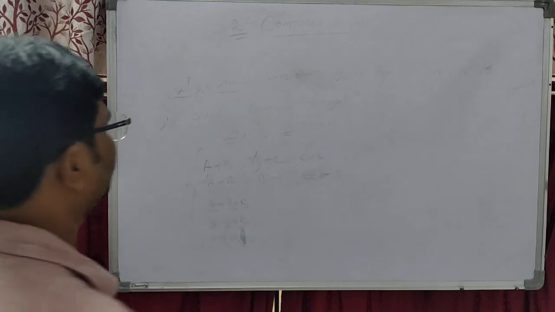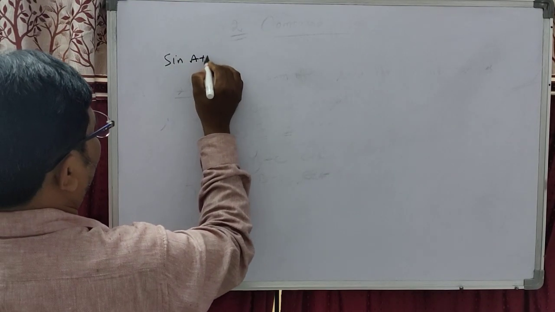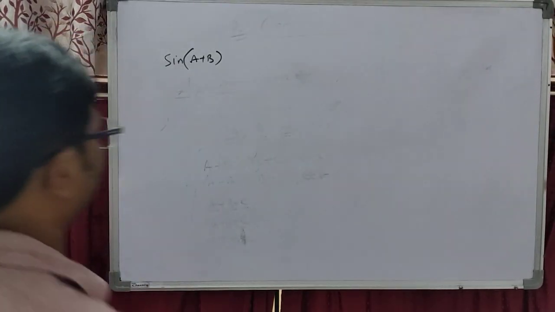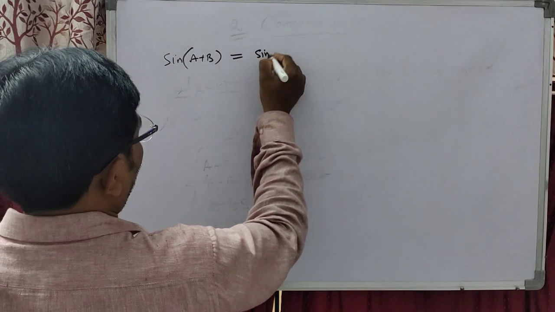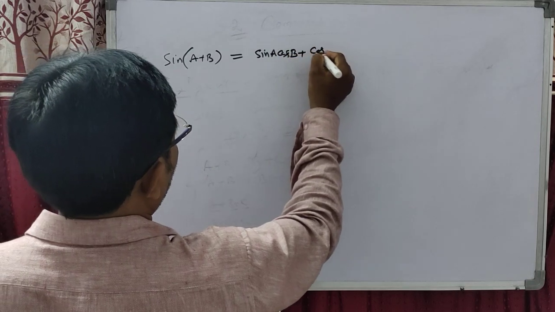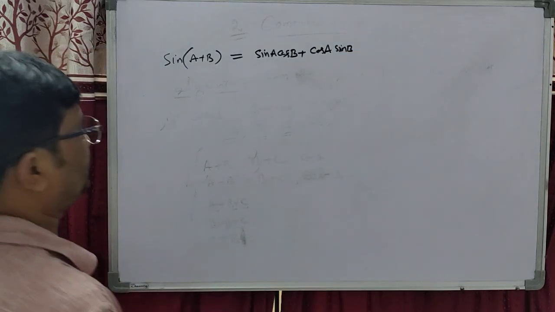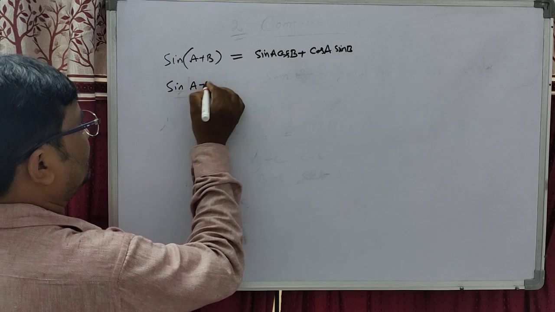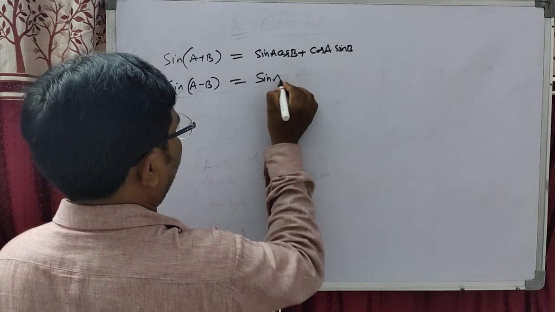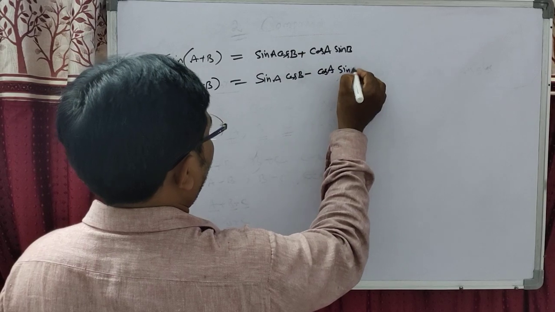My dear students, first, for the algebraic sum, you can write sine of A plus B. Dear students, write down the formulas. Sine of A plus B is sine A cos B plus cos A sine B. Okay, students. Then another formula, sine of A minus B. Dear students, how can you read this one? The sine of A minus B is sine A cos B minus cos A sine B.